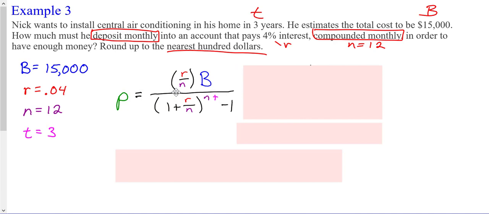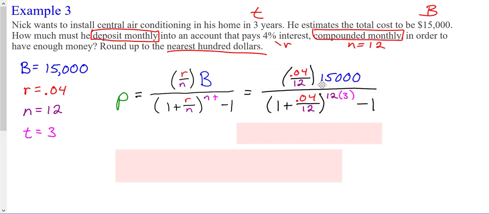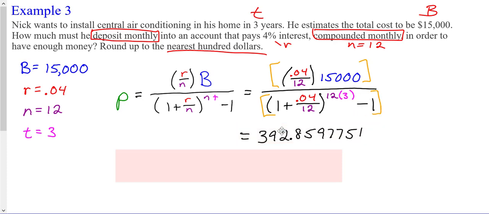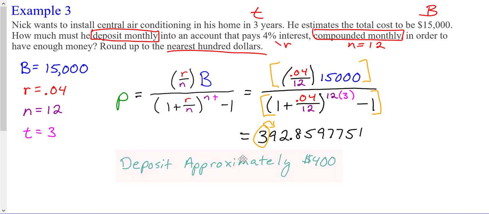So we'll pull up our future value of a periodic investment formula, plug in our amounts, and you have to be really careful in the calculator. Remember, you need to solve the entire top first, then the entire bottom, and then take those two numbers and divide them. And you end up with 392.85975. They said nearest $100, so we're looking at the 3. Look at the number after it, which is 9. So that tells us we need to round it up, and so he needs to deposit approximately $400.